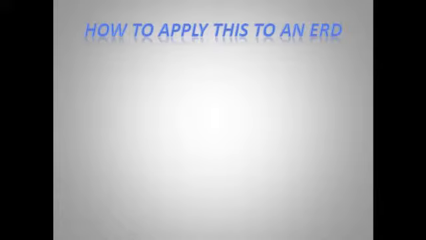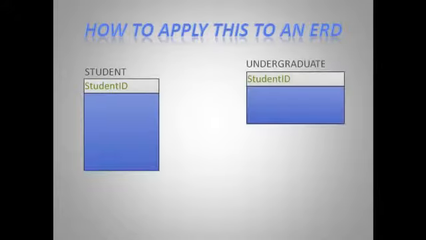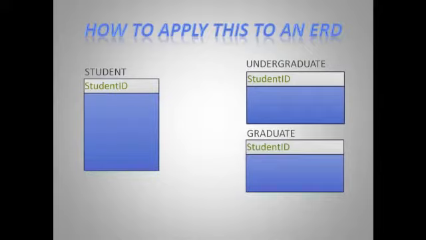We need to create 3 separate entities: students, undergraduate, and graduate. The student entity will hold the information that is common to both types of students, such as names, addresses, etc. The undergraduate entity will hold the data that is only applicable to undergraduate students, such as the high school they graduated from and their high school GPA.